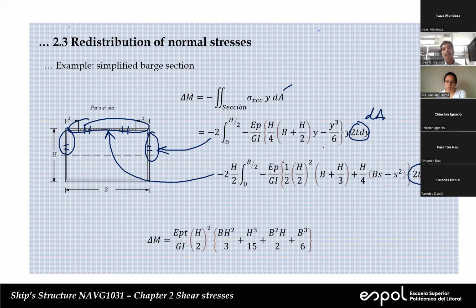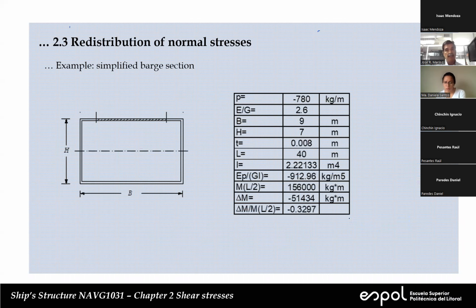You should be able to complete this. This is an integration of polynomials. That's very easy. And this is the final result, okay? Here, again, check units. I'm not going to do it. You have to do it. That's part of your job. You have to check the units, okay? And then now we have all parameters to evaluate, numerically evaluate the new distribution of normal stress, okay?